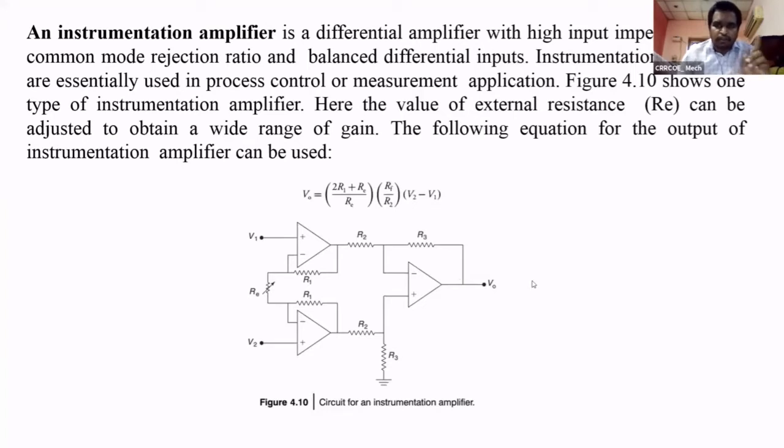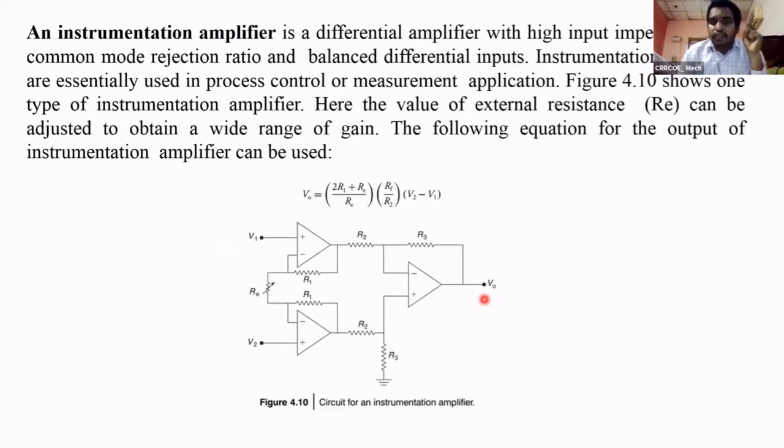I will explain common mode voltage. What is common mode voltage? If V1 is equal to V2, V out should be 0, but practically it has some value. That is called common mode voltage. Means V1 is equal to V2, so V2 minus V1 is equal to 0, and V out should be 0, but here it is not 0. That voltage is called common mode voltage. We have to minimize that voltage.